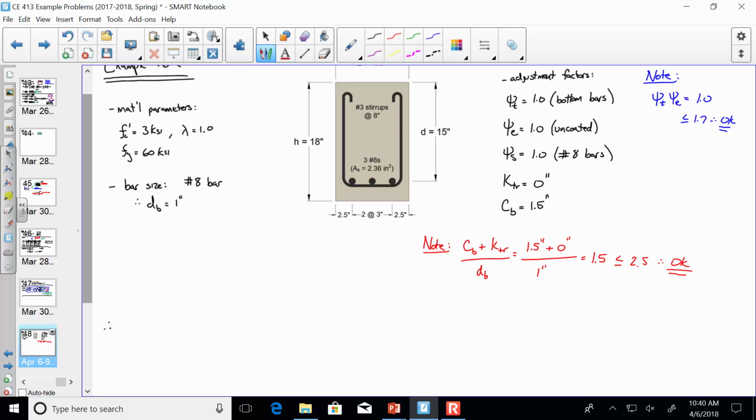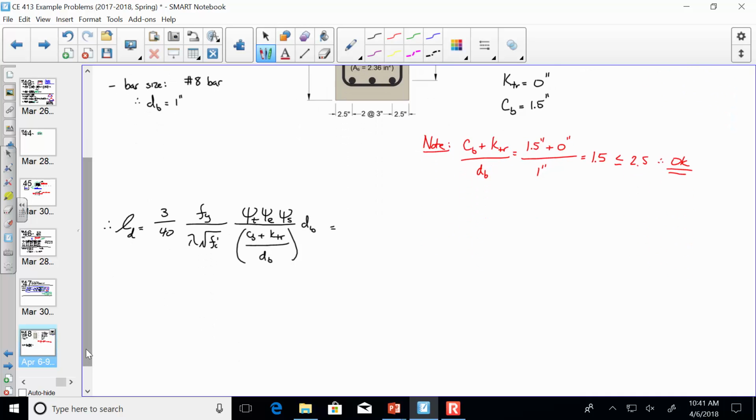All right. So, development length, just plug and chug. The development length is, so we have 3 over 40, we have Fy over lambda square root of Fc prime, and then we have psi t, psi e, psi s, and then CB plus KTR over dB, times dB. Everybody okay with that? I just pulled that straight from the code. So plug and chug. What I like to do is put all the values on the top and all the values on the bottom and just do one big fraction. That's just how it was written in the code. That's what the code folks like to do. It must be in government work.